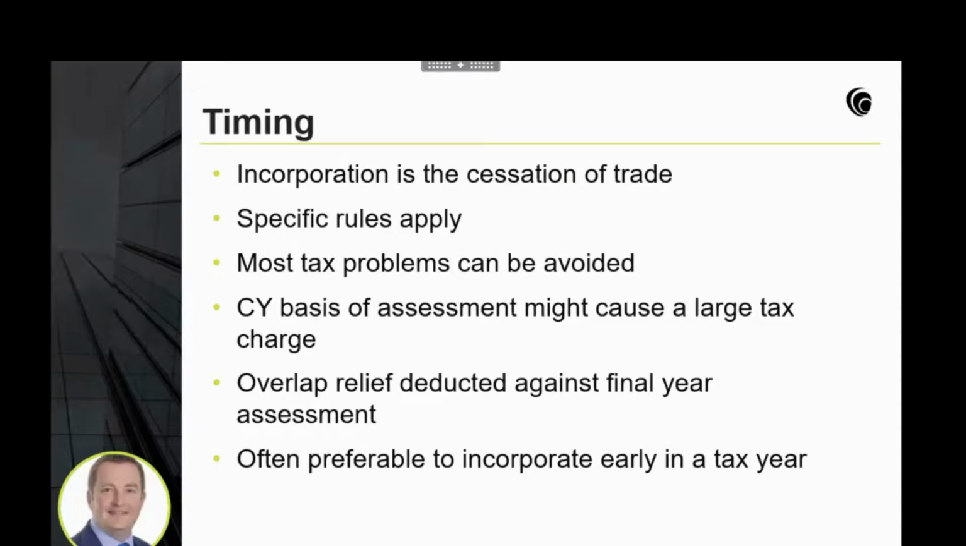A business might consider incorporating because it expects profitability to increase. So the corporate structure might allow profits to be retained more effectively. Where an unincorporated business has an accounting date that does not align with the tax year end, there may be what we call overlap profits.